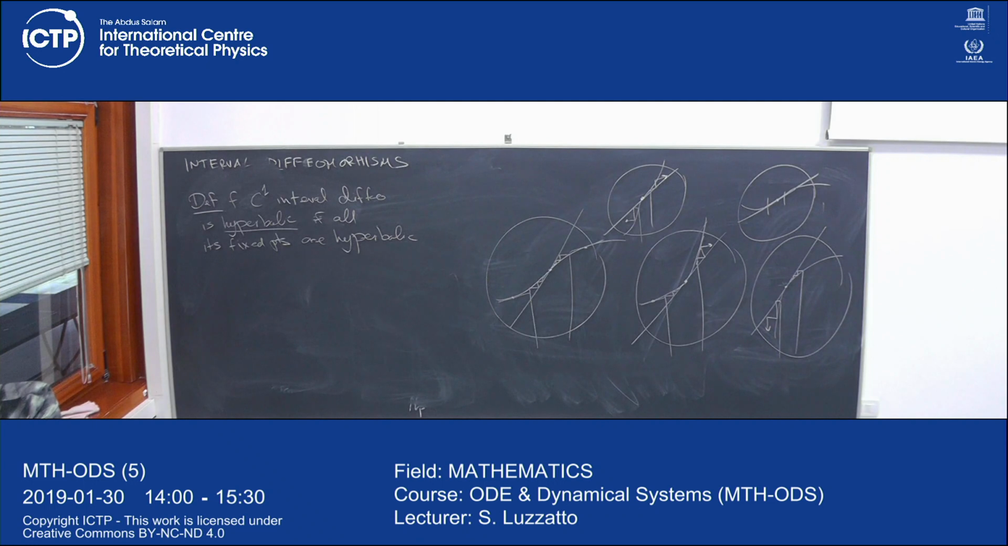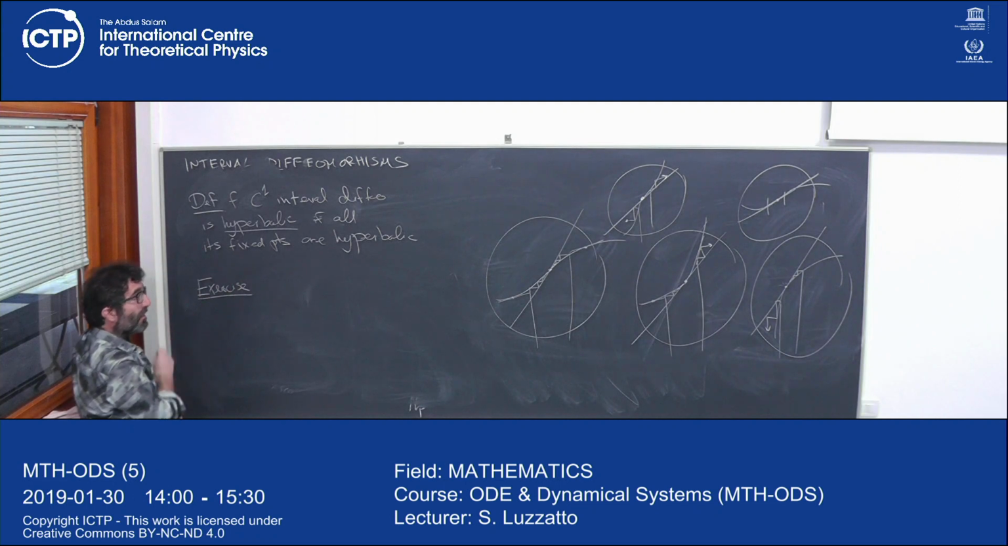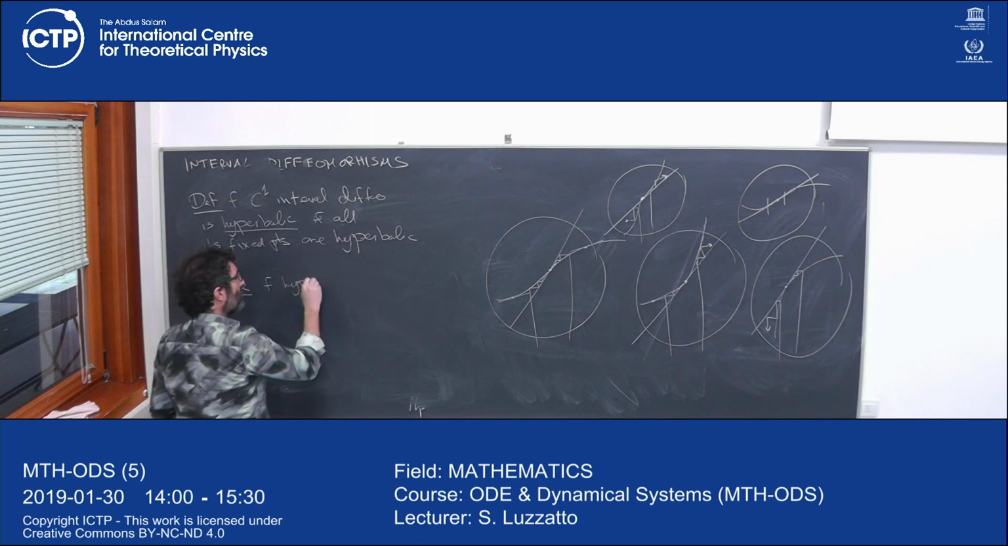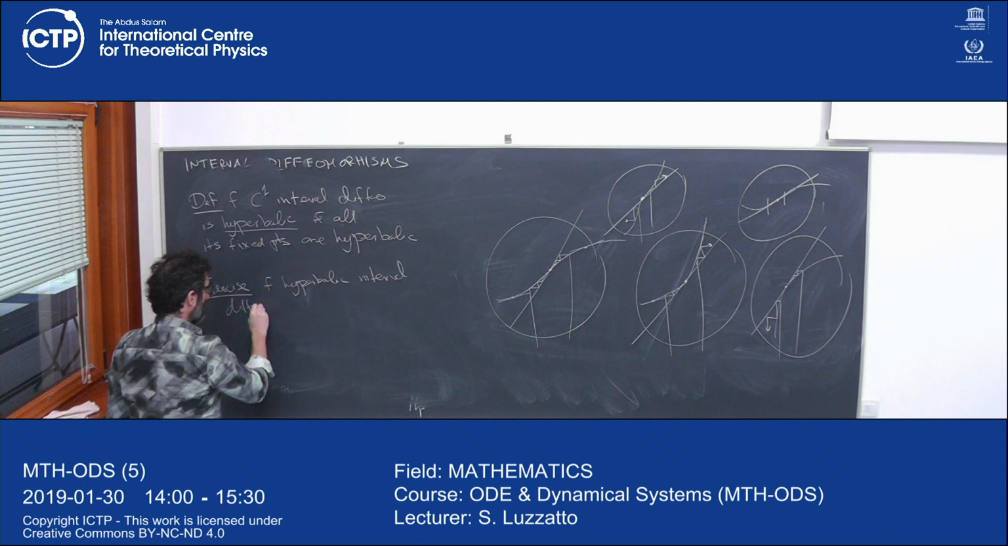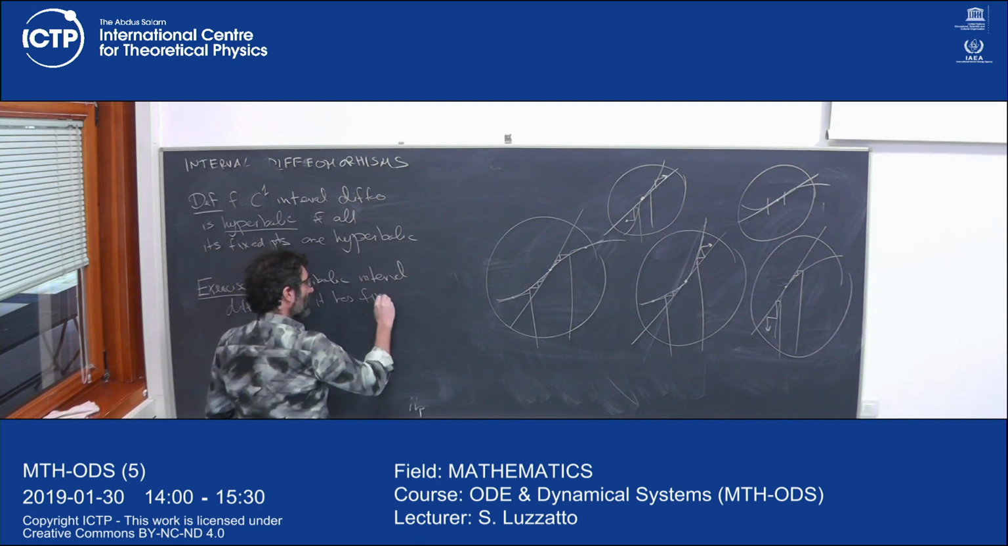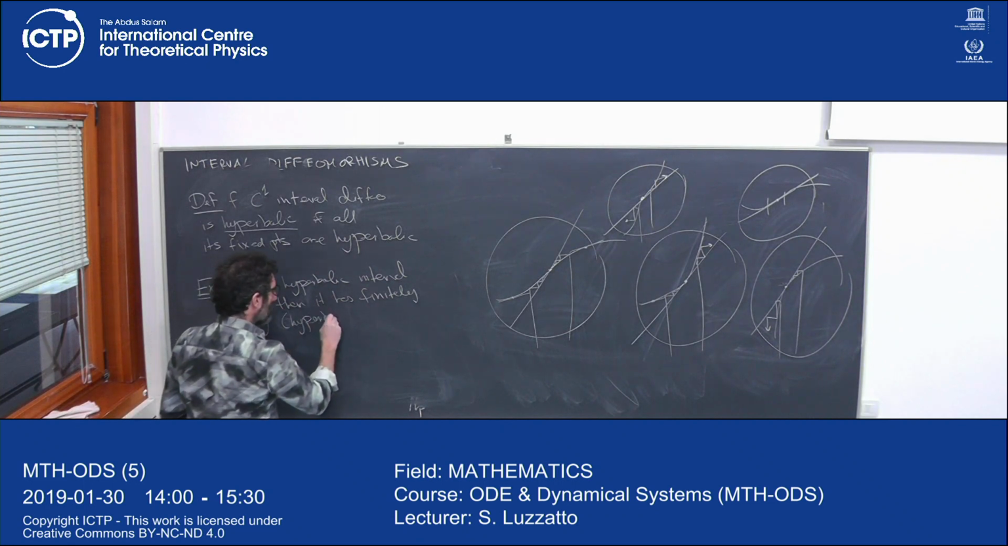So now let's go back to the previous question that I asked: how many fixed points can a hyperbolic interval diffeomorphism have? Can it have countably many? This I will leave as an exercise, and I think it's a very nice exercise. If F is a hyperbolic interval diffeomorphism, then it has finitely many fixed points. Hyperbolic, of course, because by definition they're hyperbolic.